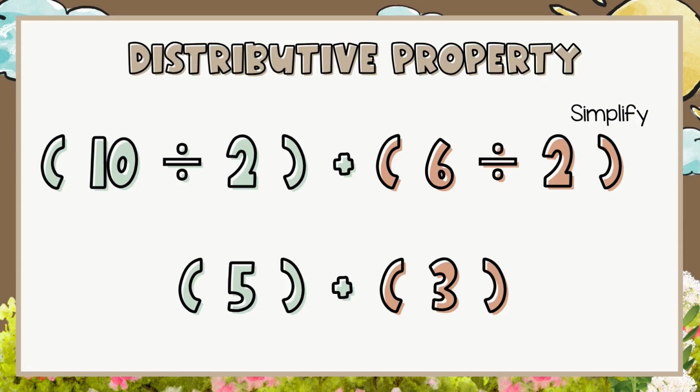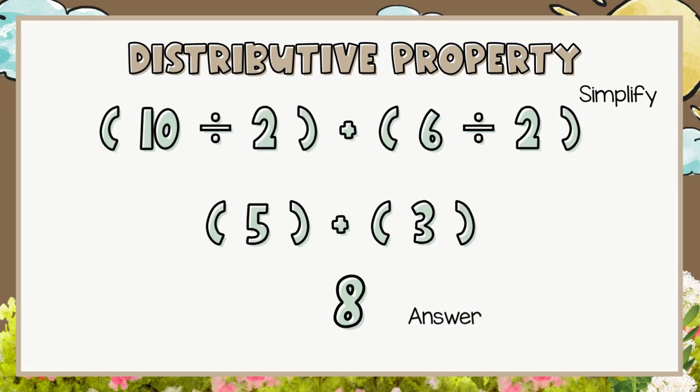Now I have 2 problems that I have to solve. I have to ask myself, what is 10 divided by 2? And that's how I get the answer 5. And over here, I have to ask myself, what is 6 divided by 2? And I get the answer 3. Now my final equation here is 5 plus 3, and that's pretty easy.